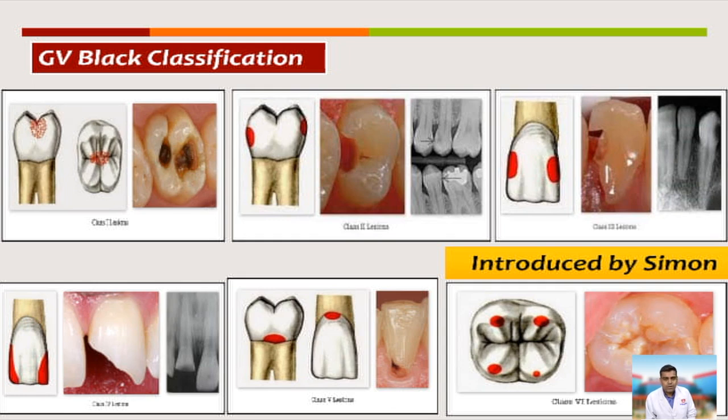It is also seen on the occlusal two-third of the buccal and lingual surface of molars, and also on the lingual surface of maxillary incisors. Coming to class 2 caries, it is present on the proximal surface of the posterior teeth. Class 3 caries is present on the proximal surface of anterior teeth without involving the incisal edge. Class 4 is also present on the proximal surface of anterior teeth, but it involves the incisal edge. Class 5 is present on the cervical third of all the teeth, and class 6 is present on the cusp tips or incisal tips.